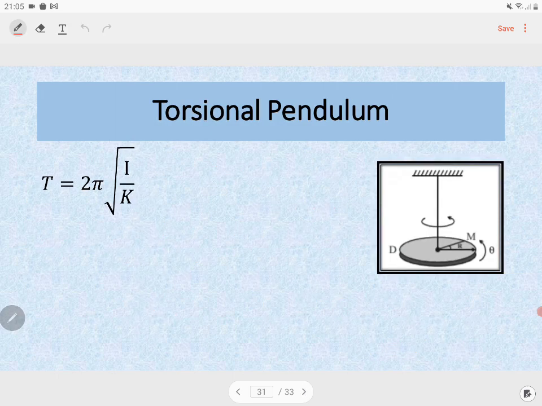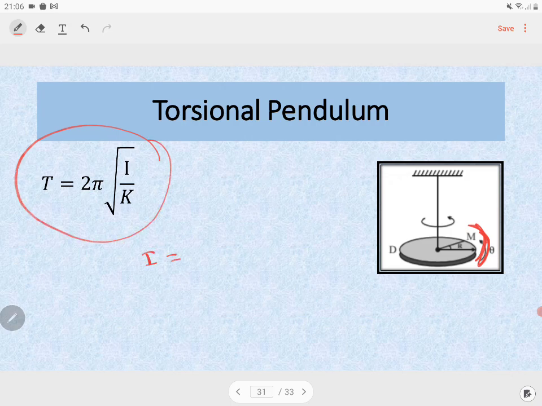Next you will see the torsional pendulum. What is a torsional pendulum? A disc is connected to a string or wire like this. If you slightly rotate the disk and release it, it will execute SHM like this. It will perform angular SHM. The time period of this angular SHM is 2 pi root over I by k.